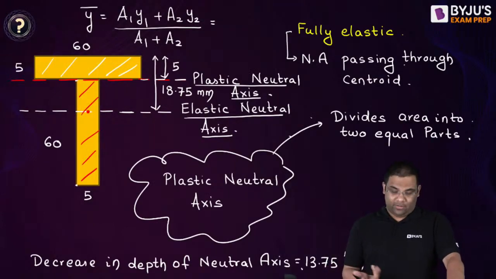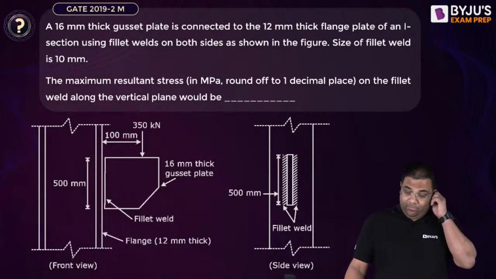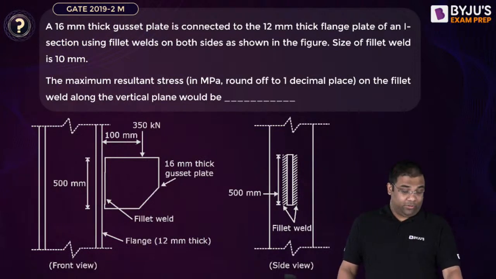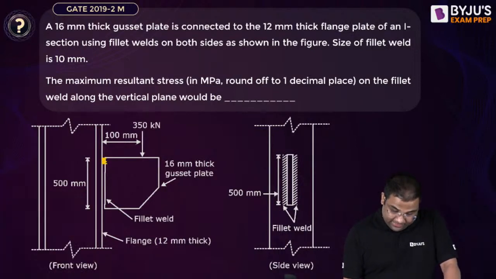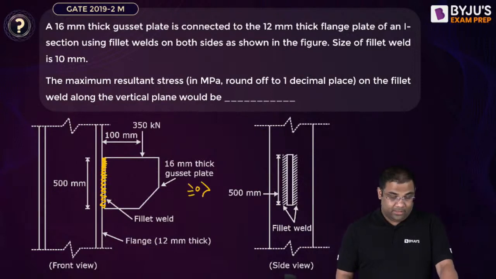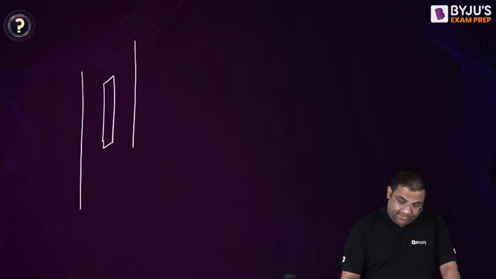Just by finding, you know what? Just by finding the nodal axis. Okay. Next. Now this is a question from your welded connections. Okay. And this is an eccentric welded connection. You can see that this particular plate is welded like this. This is the side view, and this is the other view, right? So I can say this is something like this. This is the flange.